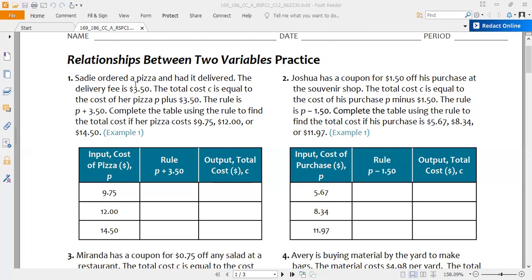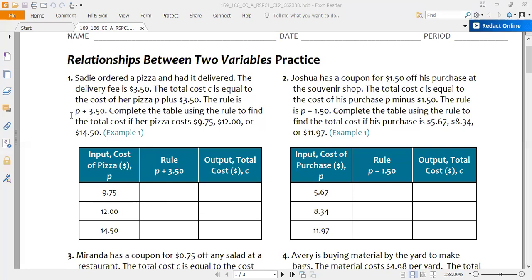According to the question, it's related to the input cost of pizza that is given: 9.75, then 12, and 14.50. Now, Sadi ordered a pizza and had it delivered. The delivery fee is 3.50. If you order the pizza at 9.75, you have to pay 3.50. If the pizza cost is 12, you also have to pay this fee. If the cost of the pizza is 14.50, you have to pay this fee. So it means in every relation we have to add this value.